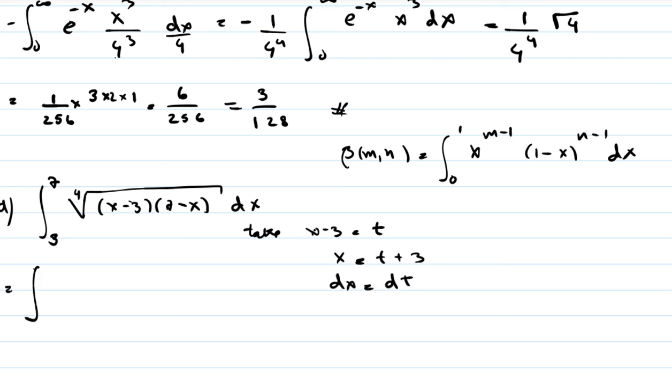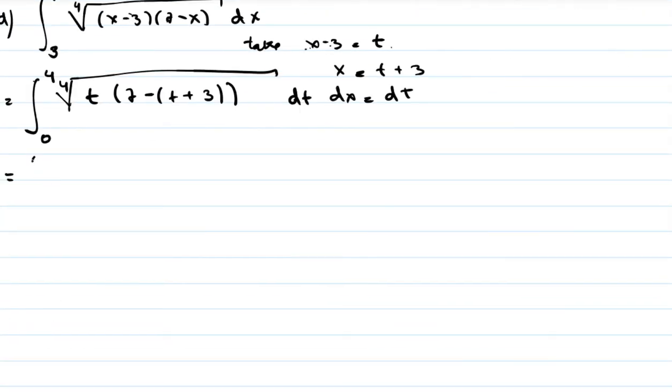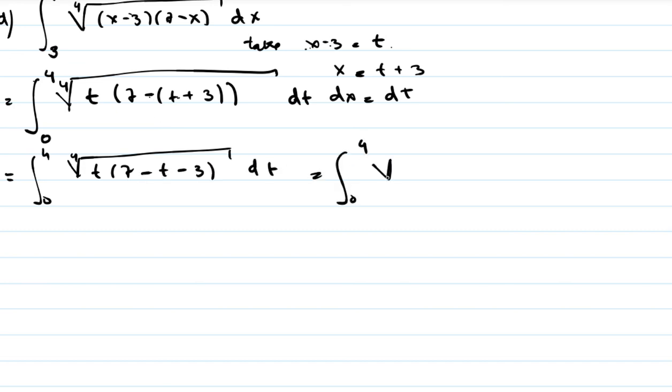So this becomes, when this x here is equal to 3, t is going to be equal to 0. 3 minus 3 is 0. x is equal to 7. 7 minus 3, 4. So this is going to become this. Zero to 4. Okay, this is going to be equal to 0 to 4.